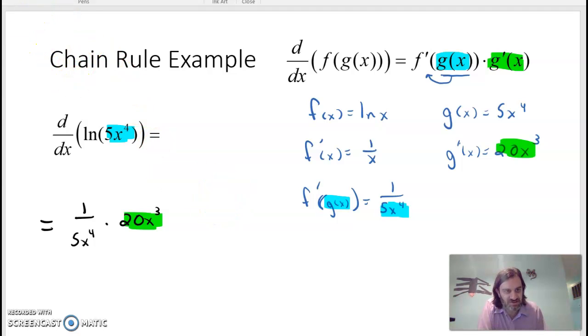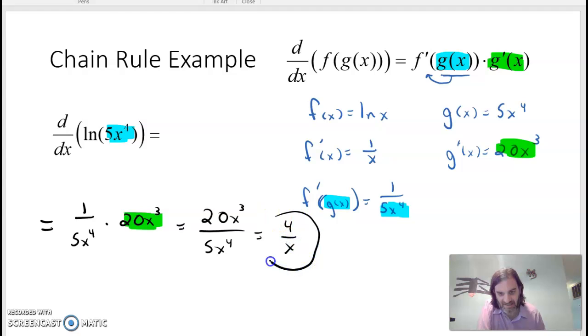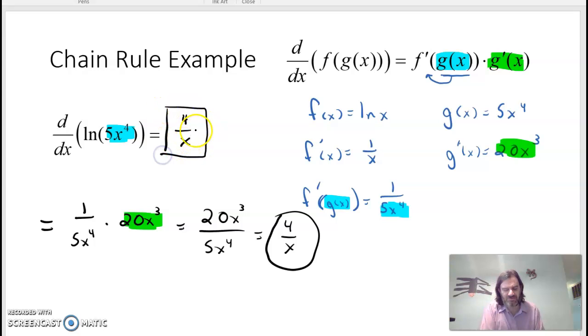So, seems like that can be cleaned up a good bit, right? So I could write it one over the other, 20x cubed over 5x to the fourth. If I want to clean that up, it'll be 4 over x. Now, I'm not saying that you're going to get nice, clean, simple derivatives every time you use the chain rule. This one just happened to work out pretty nicely. Okay, and we use the long composite definition here. All right, let's do another one.